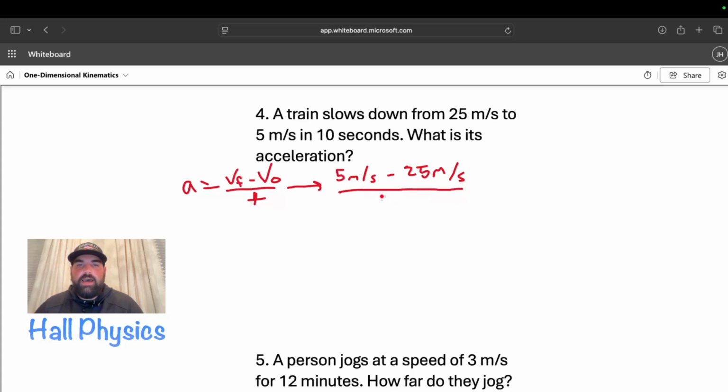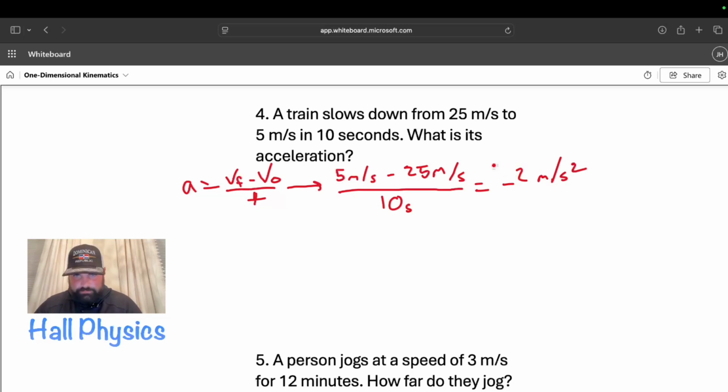And then our time it took for that to happen was 10 seconds. Okay, so 5 minus 25 is going to give us negative 20 meters per second. Divided by 10 seconds, that's going to give us negative 2 meters per second squared as our final answer.